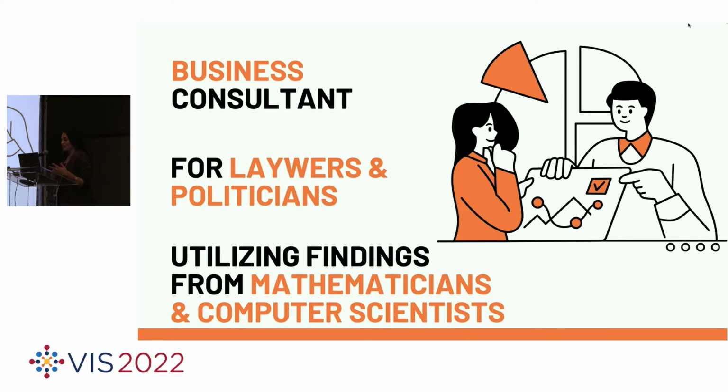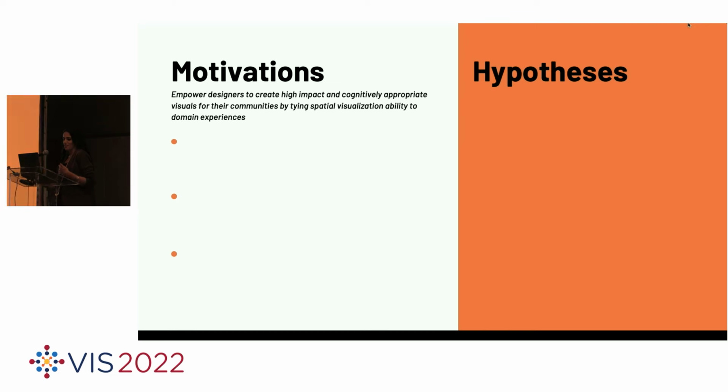We thought about these three different groups, and we started to wonder if the types of charts and graphs we're making for them are really effective for all these different people, given their different cognitive abilities, their different education backgrounds, and their different motivations around approaching data visualization in the first place. Our motivation here was to empower designers to create high-impact and cognitively appropriate visuals for their communities by tying together spatial visualization, which is our chosen cognitive ability, to their domain experiences.